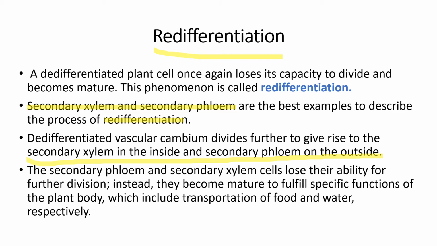Instead, they become mature to fulfill specific functions of the plant body, which include the transportation of food and water respectively. So these are the mature parts of the plant which perform specific functions. So this was all about the redifferentiation process.